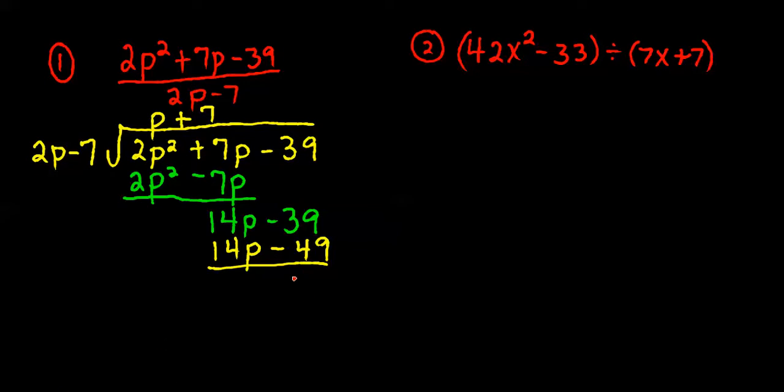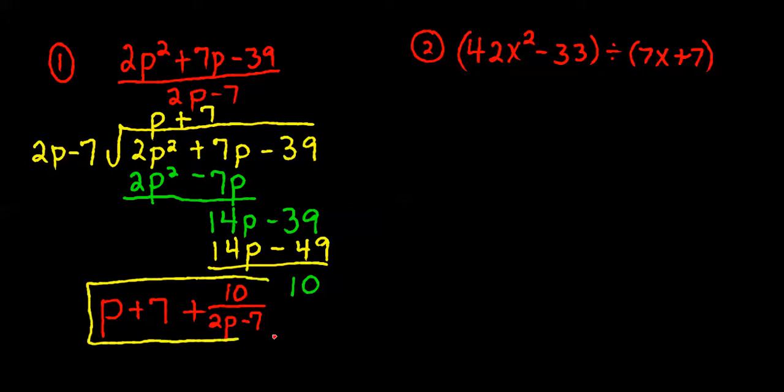Now I really can't go any further. I don't have any more terms to bring down. This is a remainder. And the way I'm going to express my answer is this way. I'm going to write p plus 7. That's what was up here. Plus my remainder, which is going to be expressed like this: 10 over 2p minus 7. Because I really have 10 left. So it's 10 2p minus 7s, if you could think of it that way. And here's my answer. I'll put a yellow box around it.